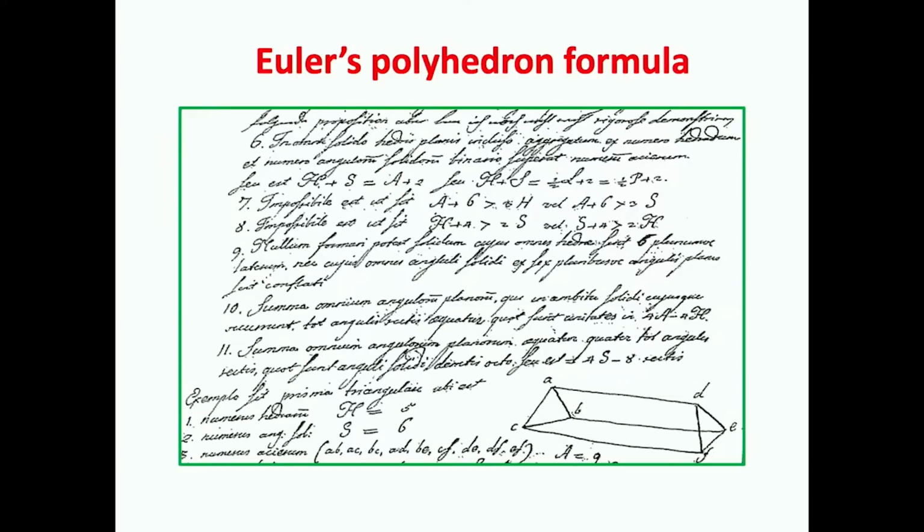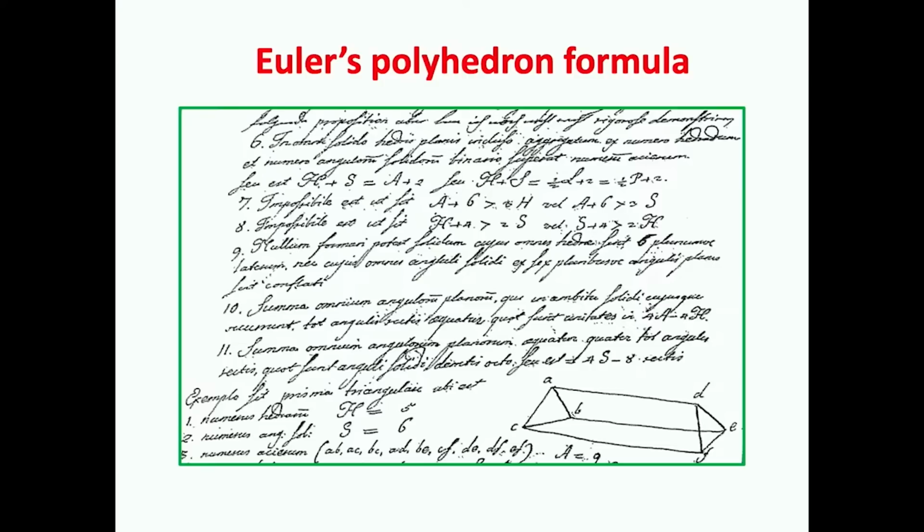H plus S equals A plus 2. Here H is hedrai, Latin for faces. S talks about solid angles. The solid angle is, if you like, a vertex. And A is achies, which is an edge.